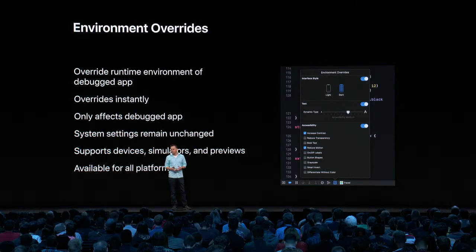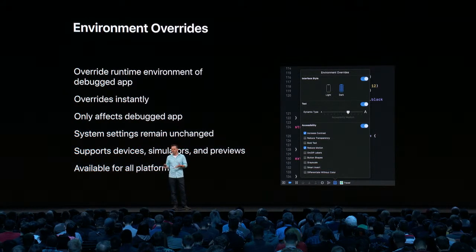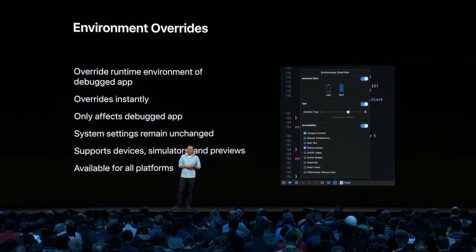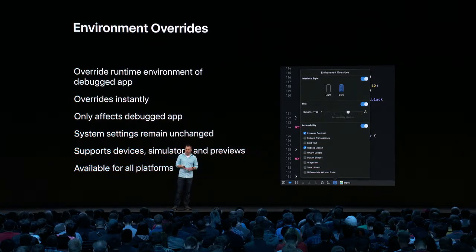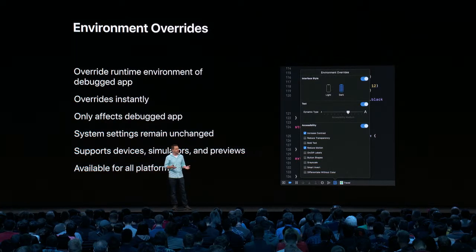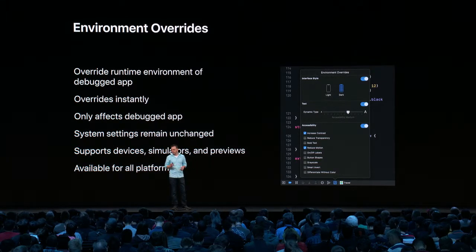Environment overrides is available while debugging. You can use it to instantly override many of the settings that you saw, and it only affects your debug app. It does not affect any other processes that are running, and importantly, it doesn't change any system settings. So it's really great and convenient to use. It's supported while debugging, in any cases, devices, simulators, or previews, as you saw, and it's available for all of our platforms. Some of the settings may differ, but it's available for any of the platforms that you can debug.